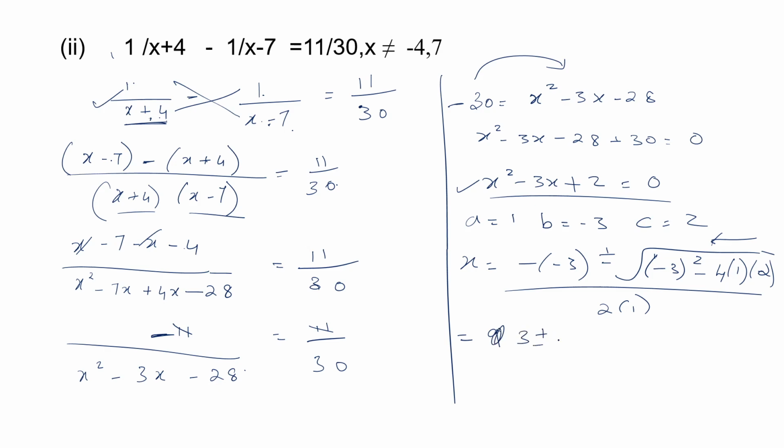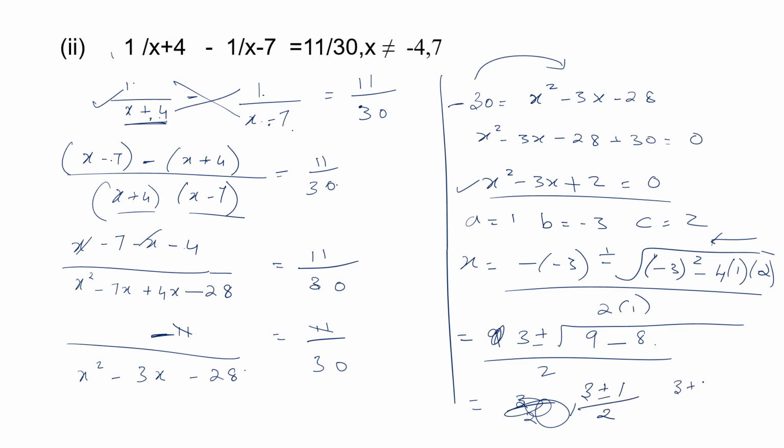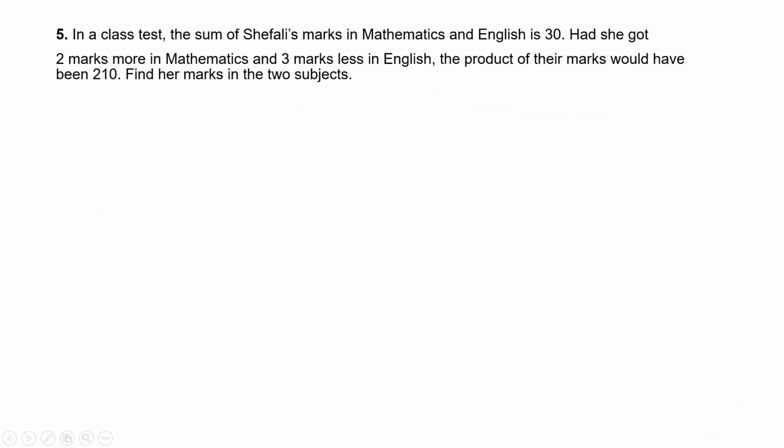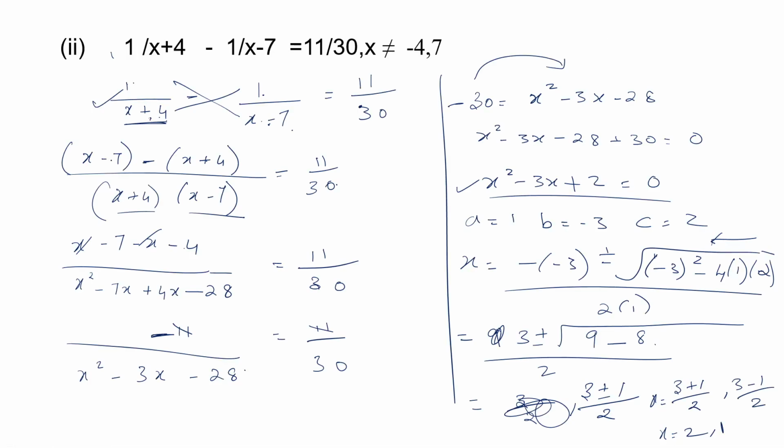Sorry, minus b is 3. 9 minus 8 by 2. So 3, here it will become 1. So 3 by 2 is the only value. So the value is, no, I'm sorry, this is 1, not 0. 3 plus or minus 1 by 2. So you will get two values, 3 plus 1 by 2 and 3 minus 1 by 2. So 4 by 2 is 2, 2 by 2 is 1. So x will have the value of 2 and 1. Okay. Yes, next question.